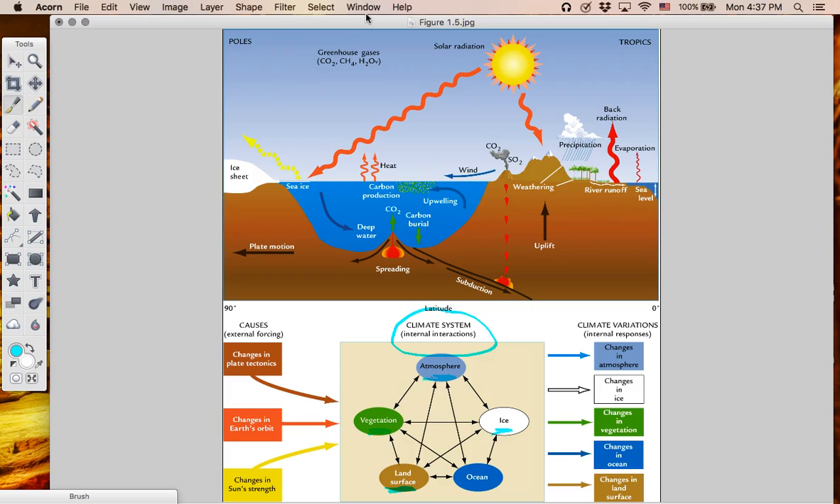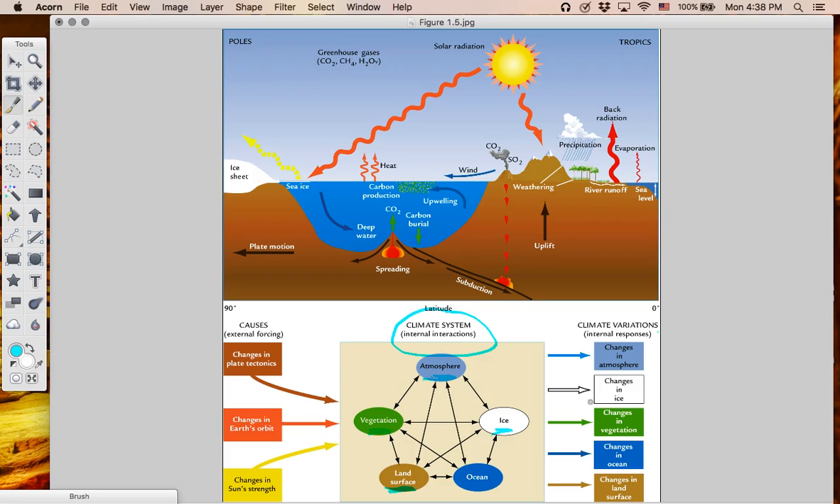So those 3 things are natural forcings on the climate system. And the variations that you see here on the right are the responses to the climate system. So these forces influence the climate system, which cause maybe changes in the atmosphere, changes in ice, changes in vegetation, changes in the ocean, and changes in the land surface. And because you're changing these different components, it also alters how they interact, which overall influences and impacts climate.